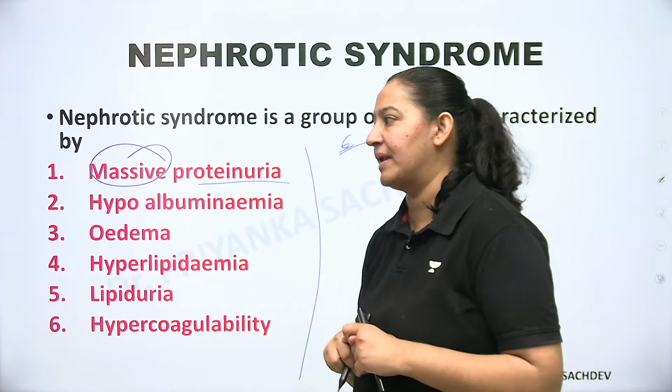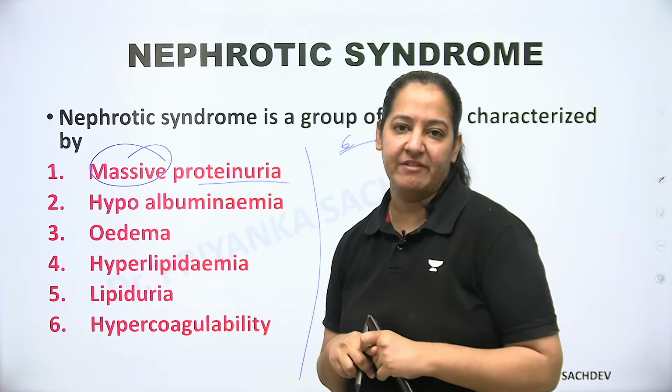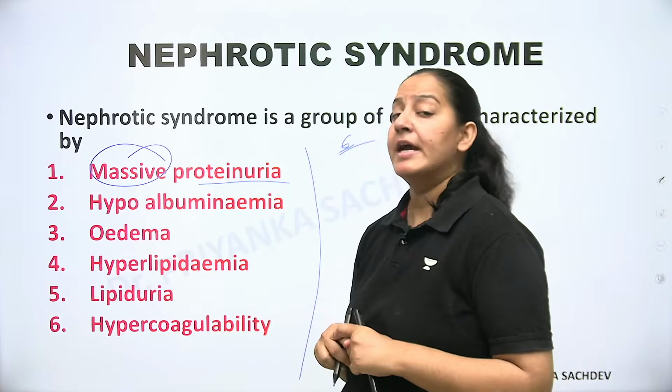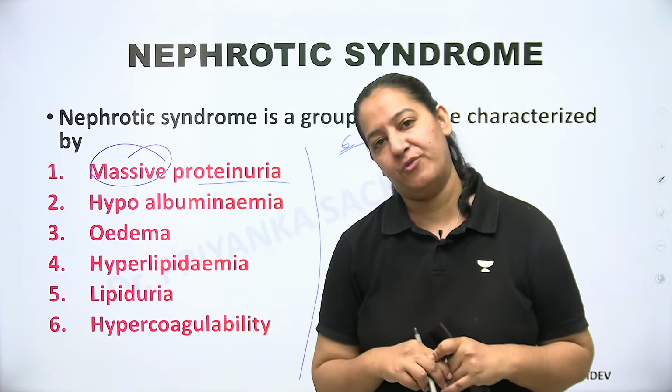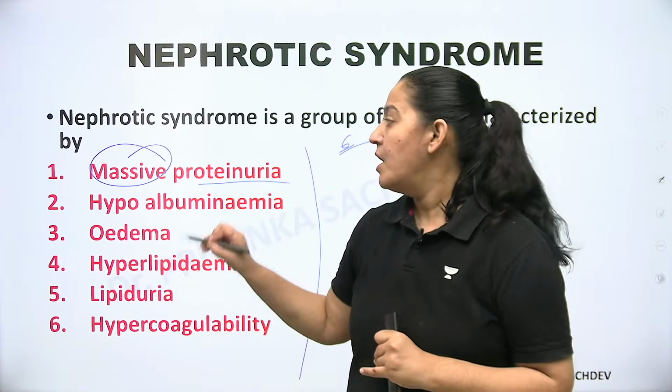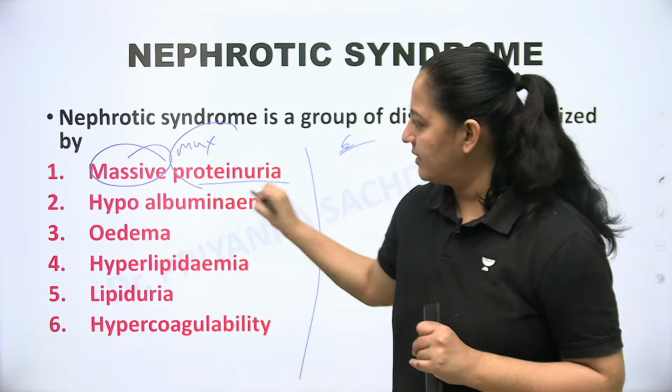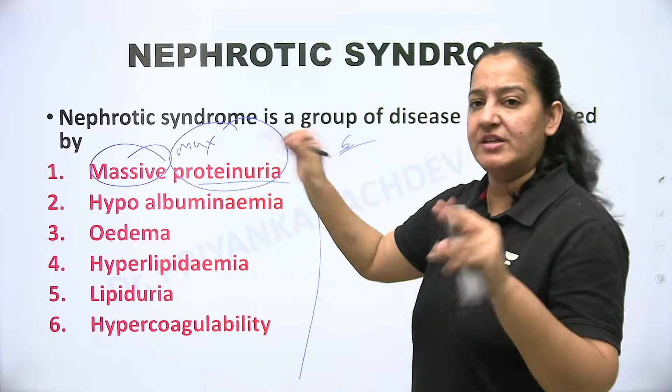Yes, Asmin. It is severe. It is massive. So what is the definition of severe or massive? Asmin, Malik, what is it? It is more than 3 gram per 24 hour. Yes or no? Because maximum protein is excreted in urine. Maximum of the protein is excreted in urine.